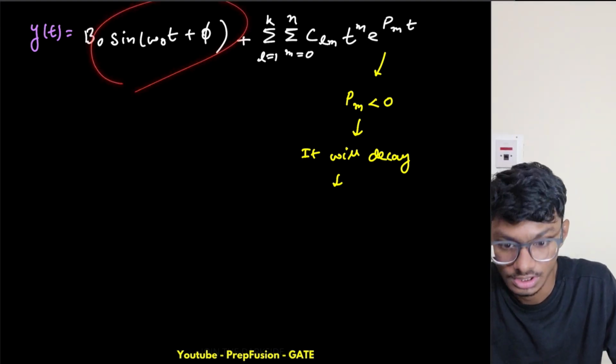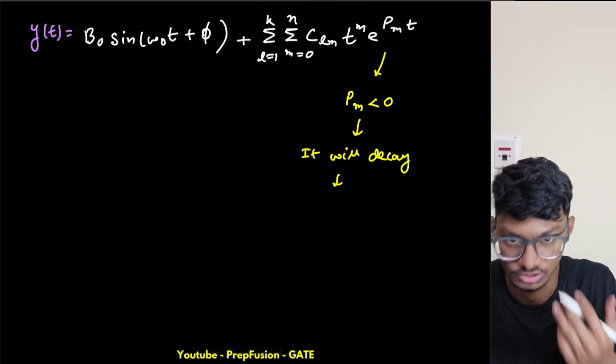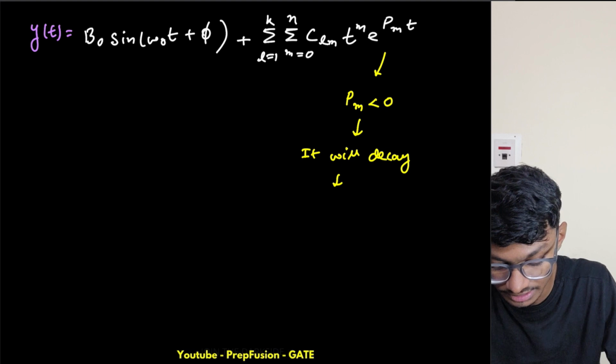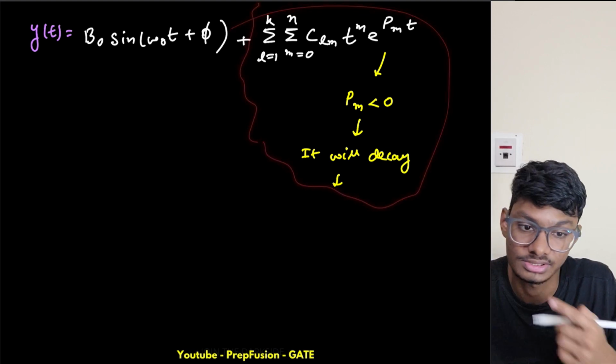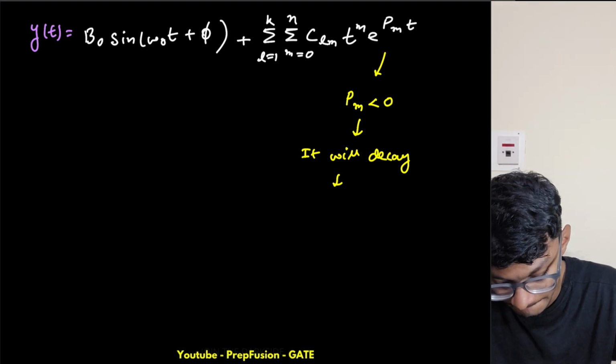The response will be oscillatory, but it will not be unstable, right? Obviously, since the input is oscillatory itself, the output will also be oscillatory. But if pm was greater than 0, then what would have happened? My system would have become unstable, right? That is more important.